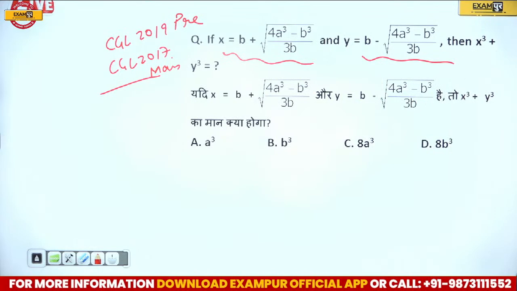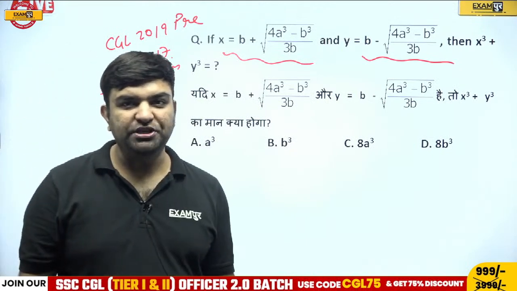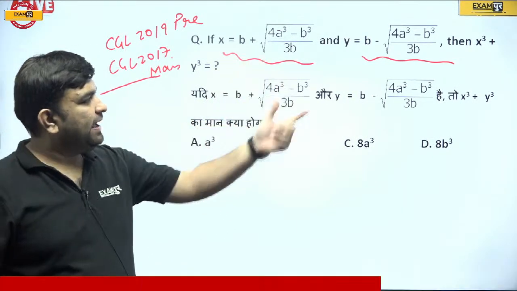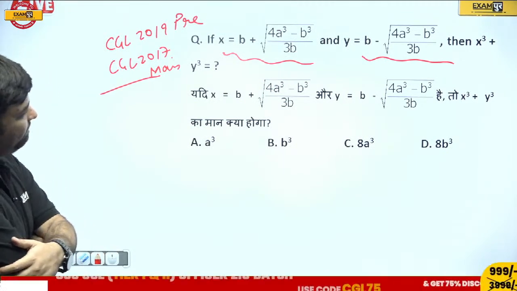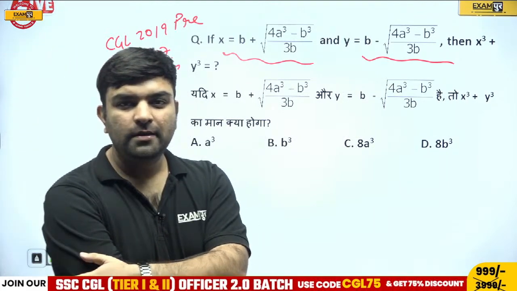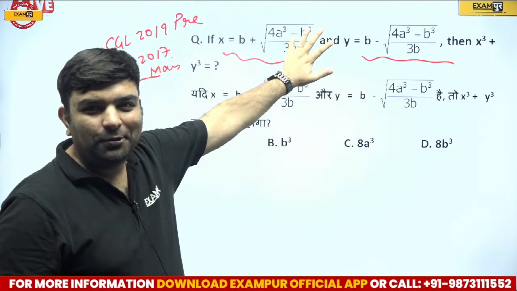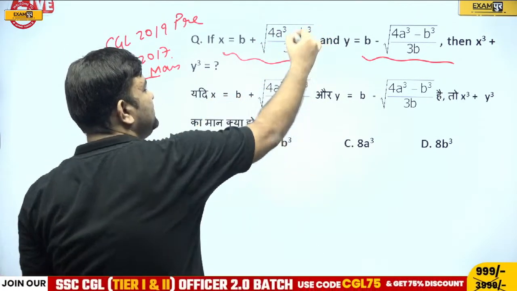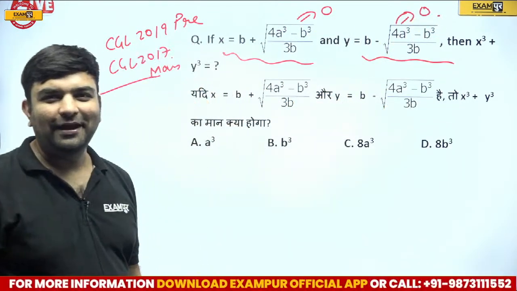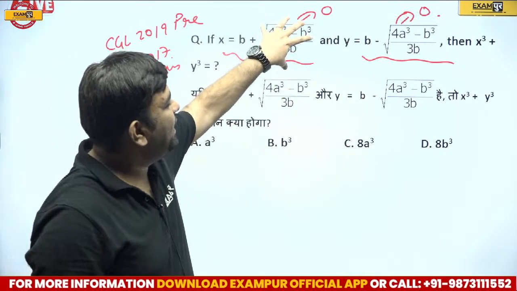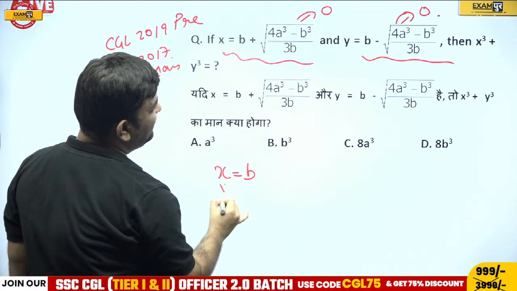A, B, X, Y. 2 equation 4 variable. Guys, do you also think this is very bad looking? So assume this entirely as 0 and let's see what will happen. Assume this entire value as 0. So x will come out as b and y will come out as b.